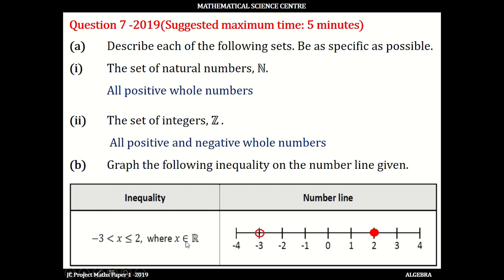Now, because x is an element of the real numbers, this includes all numbers. So this means we have to draw a line from -3 across to 2. So you can see the hollow circle means we don't include -3, but it's every number between -3 and +2, and we do include 2.